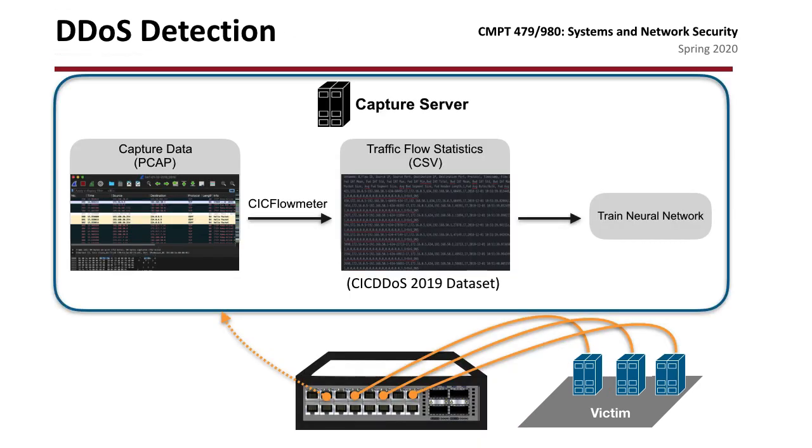So this is how we can detect these attacks at the victim network. There is a capture server which captured all the network traffic in form of PCAP files. The captured data was transformed to traffic flow statistics using CIC flowmeter in the CIC DDoS dataset. And these flow features, along with the labels, were used for training the neural network.